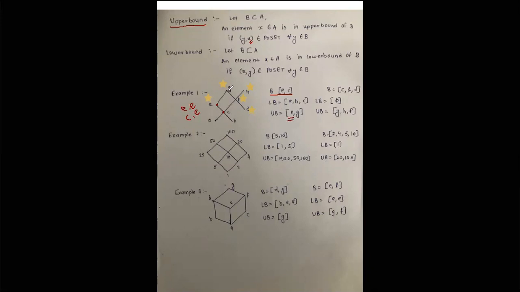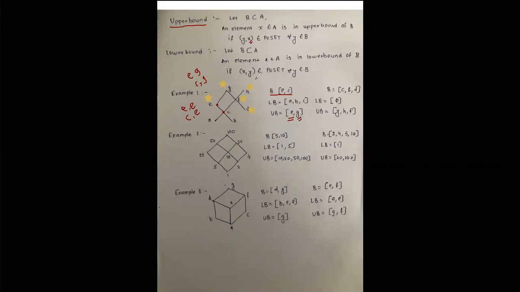Now let's talk about G. My pairs will be (E, G) and (C, G). Let's see if (E, G) and (C, G) are present. So (E, G) is there, and (C, G) is also there. Yes, and that's why G will be my second element.